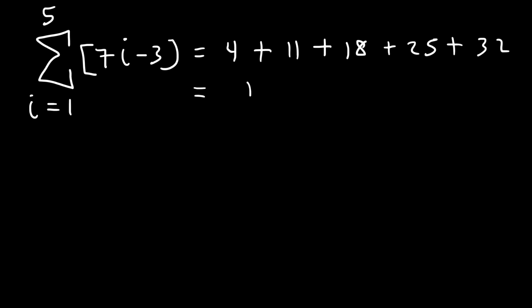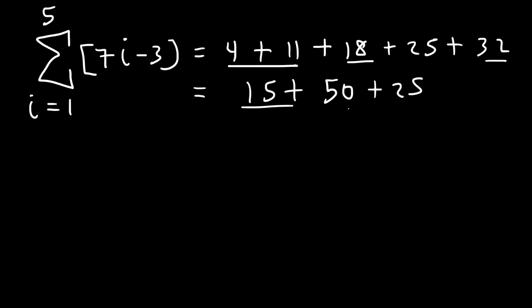Now, 4 plus 11 is 15. Then if we add 18 and 32, that's going to be 50. And then 15 and 25, that's 40. 40 plus 50 is 90. So the sum is 90.